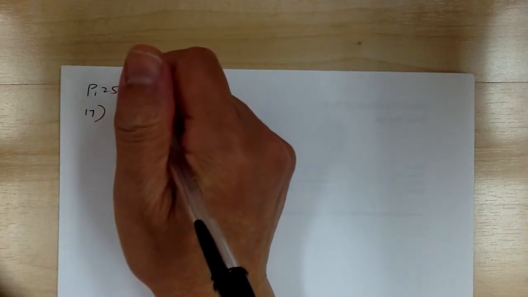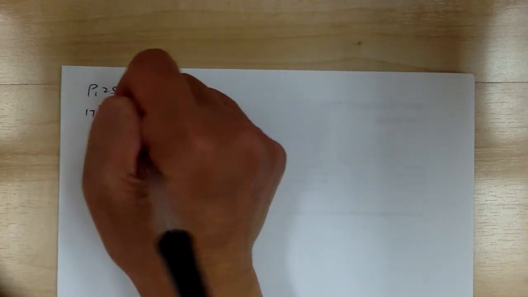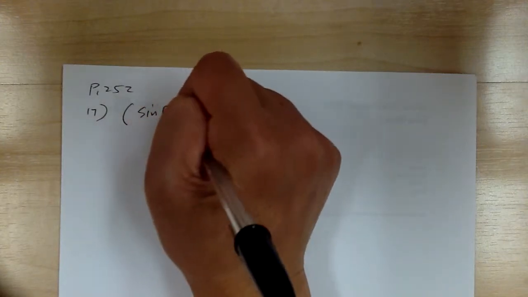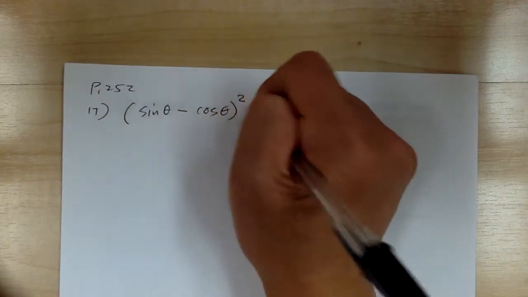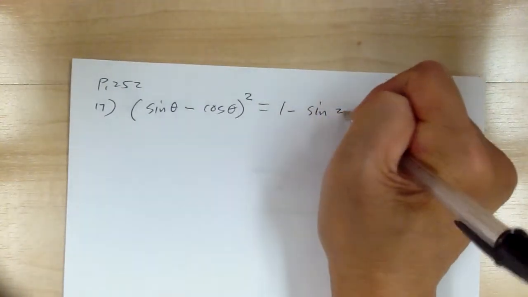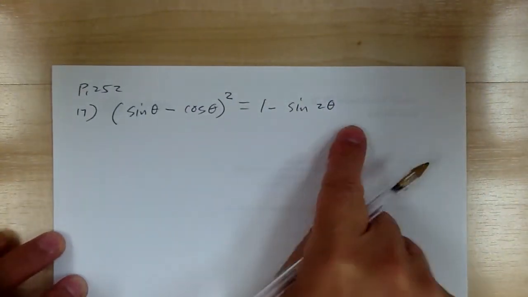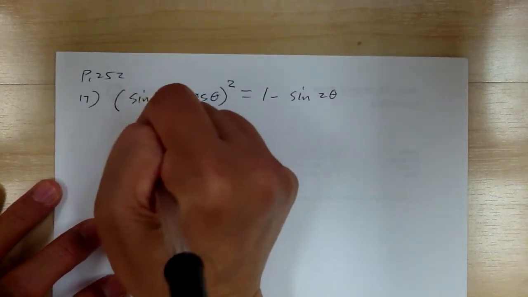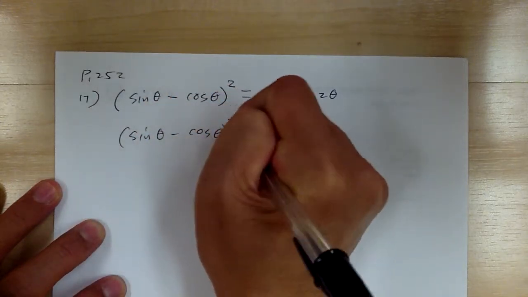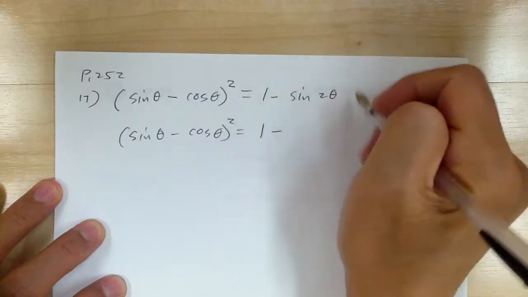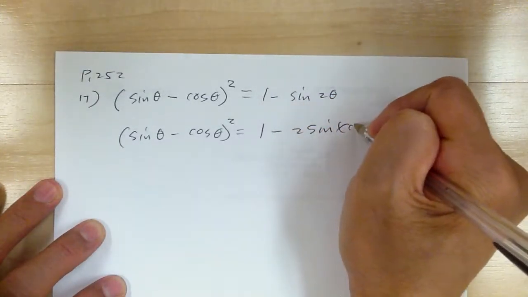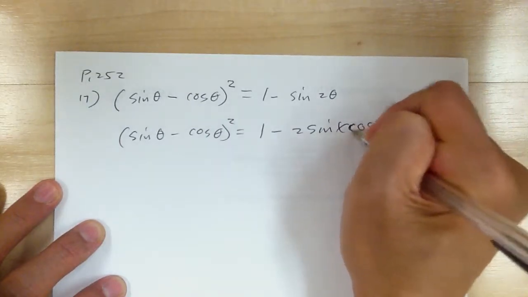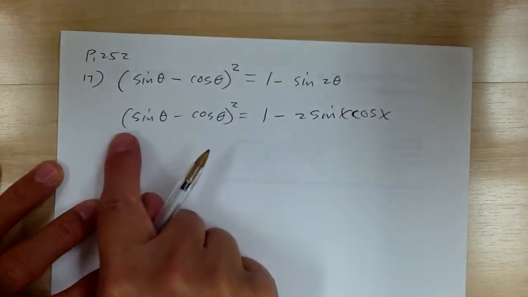Okay, let's go to 17. Okay, you got sine theta minus cosine theta squared equal to 1 minus sine 2 theta. Okay, again, first you compare. So this is more complicated, so that's going to simplify that. So this sine 2 theta is 2 sine x cosine x. Okay? And notice there's no 1 on this side.